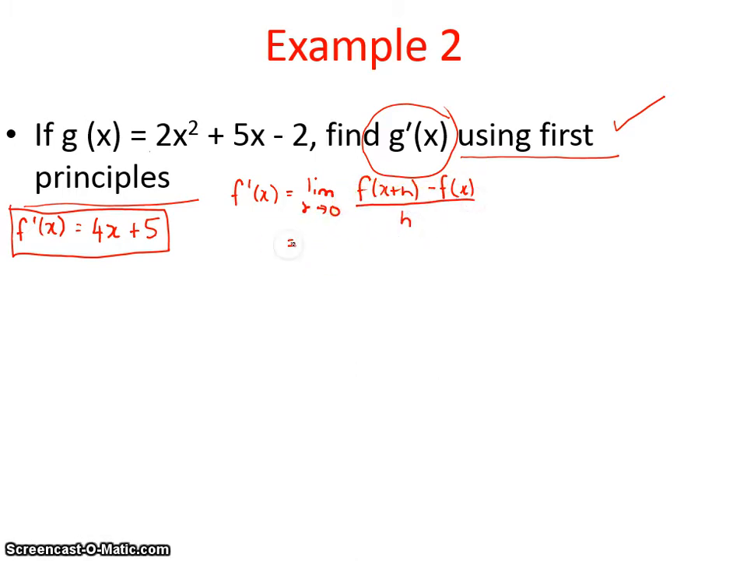Now, let's sub x plus h into this function here. So I'll end up with 2 times x plus h squared plus 5 times x plus h minus 2. And then I'm going to minus the original function. So I will minus 2x squared, I will minus 5x, and I will minus negative 2, which becomes plus 2. And the whole thing is over h.